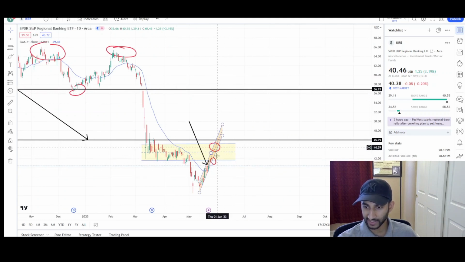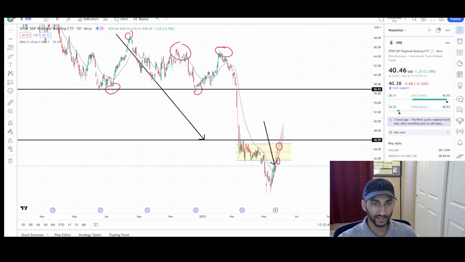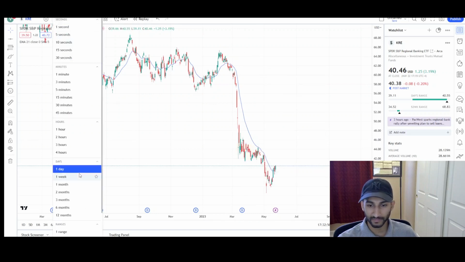Let's see how it reacts around these two targets that I have. I'm looking for continuation towards the high 41 and then the mid 40s. So specifically 45, 46. Those are my two targets that I'm looking at. So that's all I have on the daily chart. Now let's take a look at the weekly chart to wrap it all up.